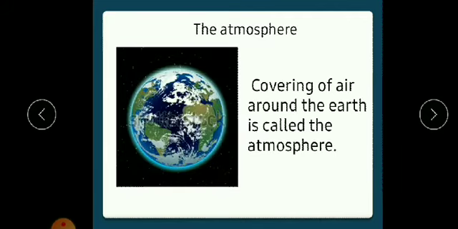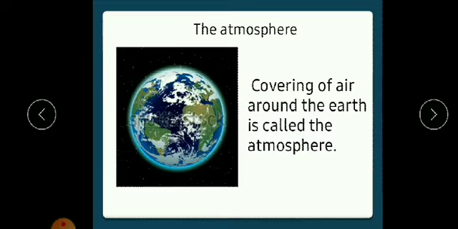Let's see the atmosphere. The earth on which we live is round in shape like a ball. There is air all around the earth. If we go higher above the earth, we find that there is air till a height of almost 50 kilometers. This covering of air around the earth is called the atmosphere.